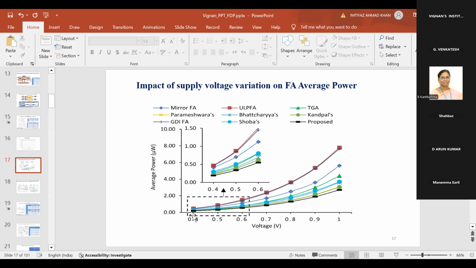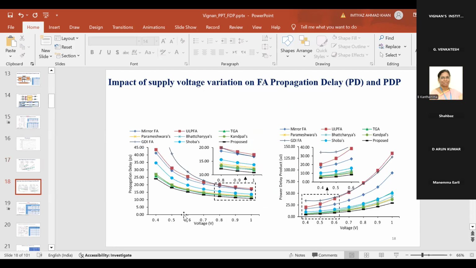Initially, at low voltage there is a low output voltage, and when the voltage is high, the output voltage is also high. The same thing is true for delay. When the voltage is initially low, it means low current, so charging and discharging time will be high. That's the reason your delay will be high. When power is high, your delay will be low because current is high and charging and discharging time is low. That's the reason your delay will be low.